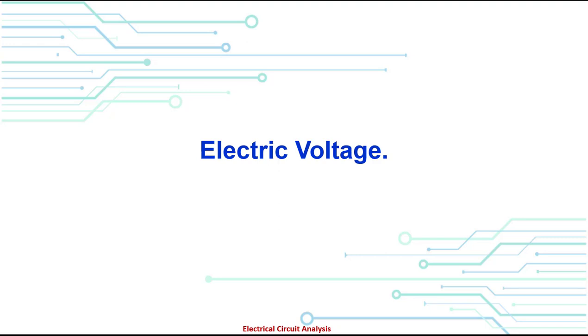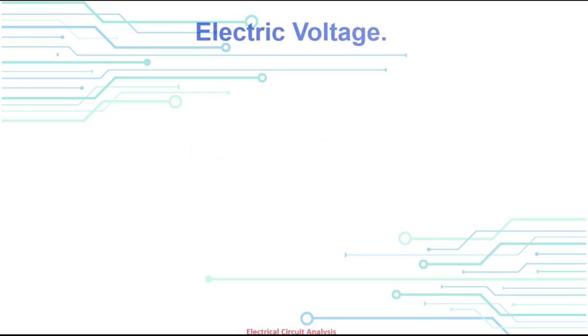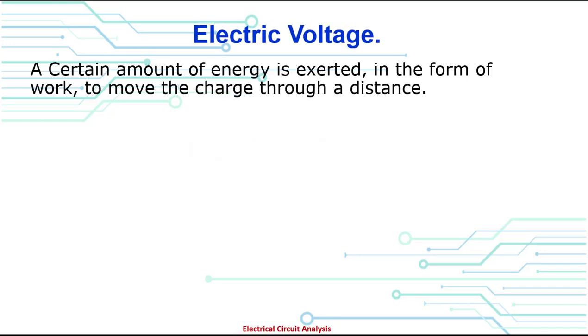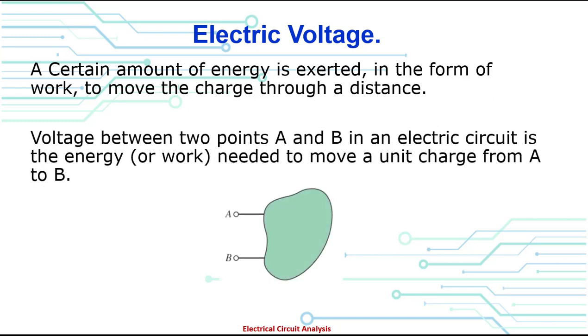In this unit, we will discuss another important quantity of electrical circuit, which is electrical voltage. To move charge or group of charges, some energy is required. When the charge is moved, we consider some work is done. So the voltage is the energy required or work done to move electrical charge from point A to point B. It is also known as potential difference or electrical potential between the 2 points.